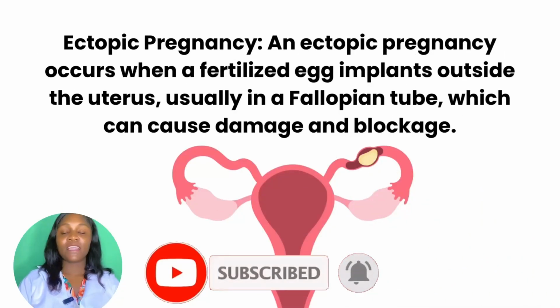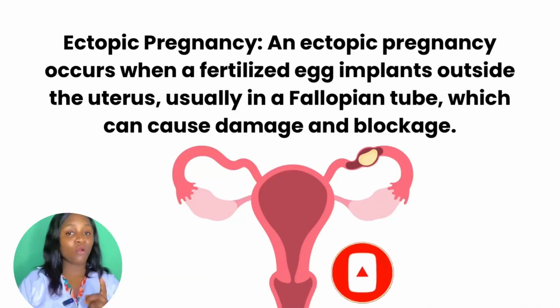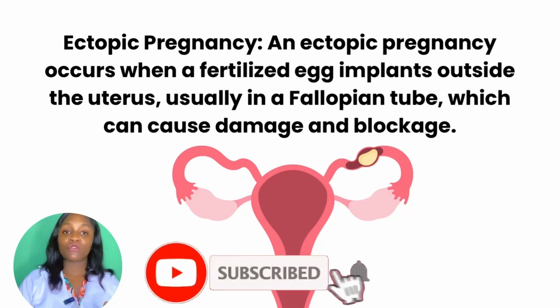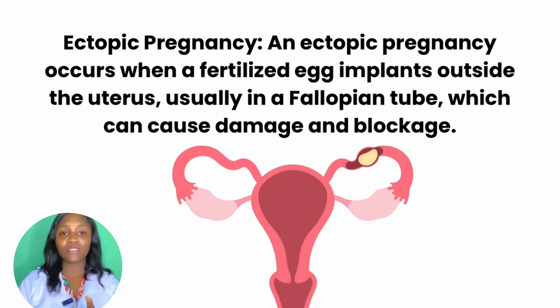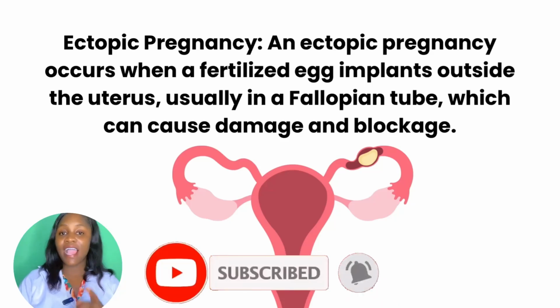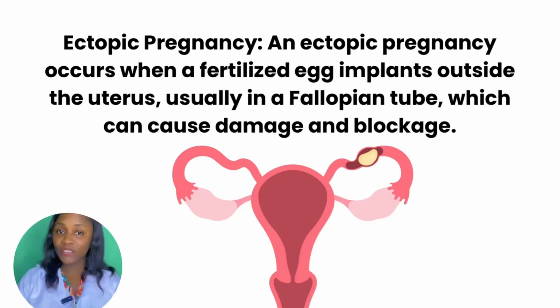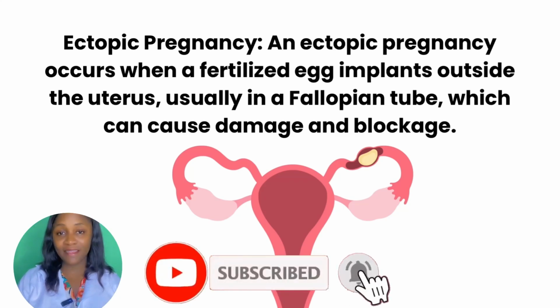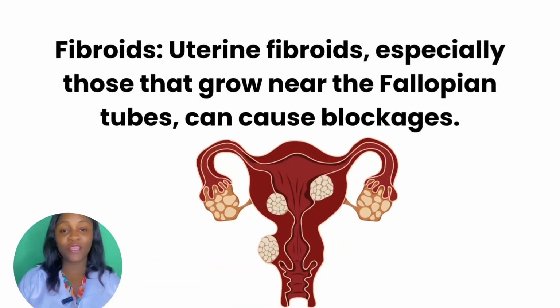The next one is ectopic pregnancy. An ectopic pregnancy occurs when a fertilized egg that is supposed to implant inside the uterus implants outside the uterus, in the fallopian tubes, which can cause damage and blockage. If not arrested early, it can cause that part of the fallopian tube to have a wound that causes obstruction.